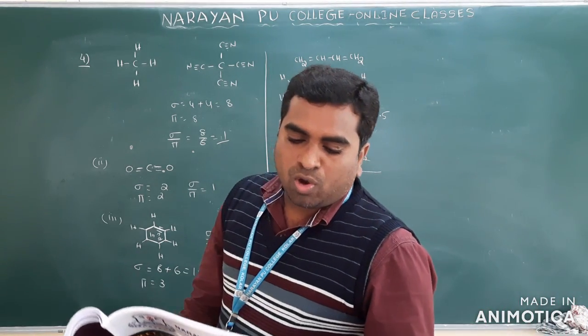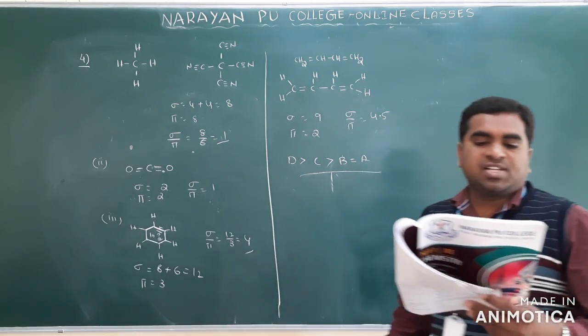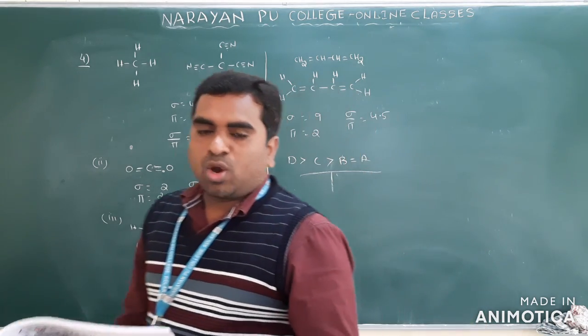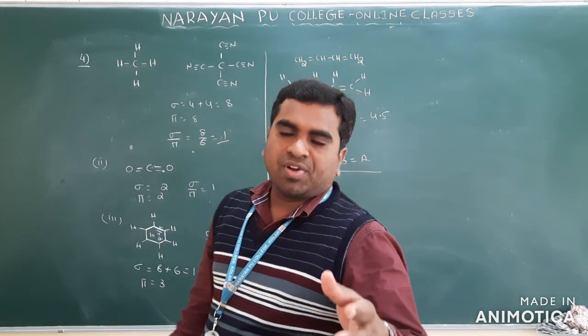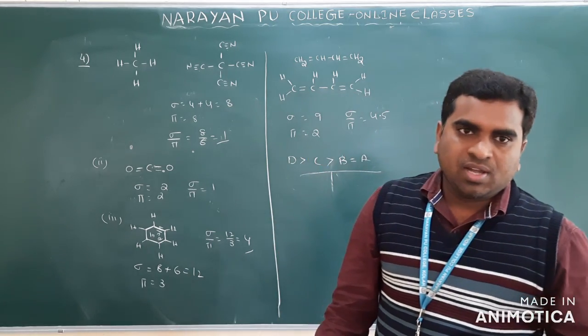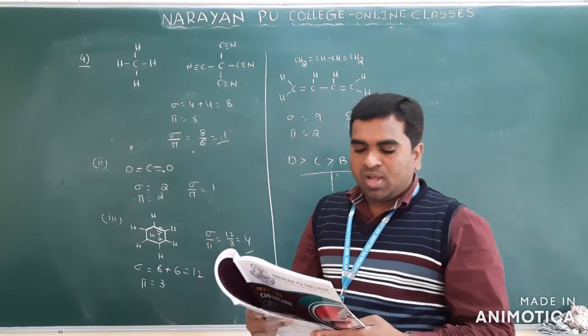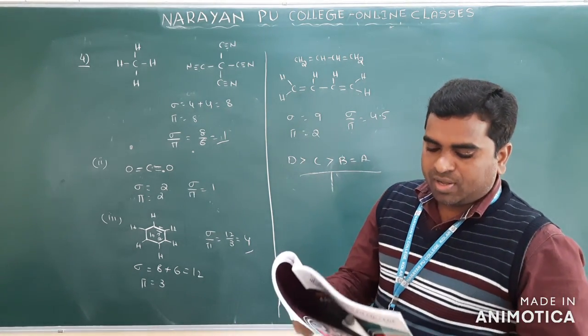See the question number 5. Which of the following bonding best described the bond within the layers of the graphite? Graphite I already mentioned. Graphite is formed by the carbons. Carbon-carbon bond, what we will call covalent bond only. So non-metallic covalent bond. Clear by this?